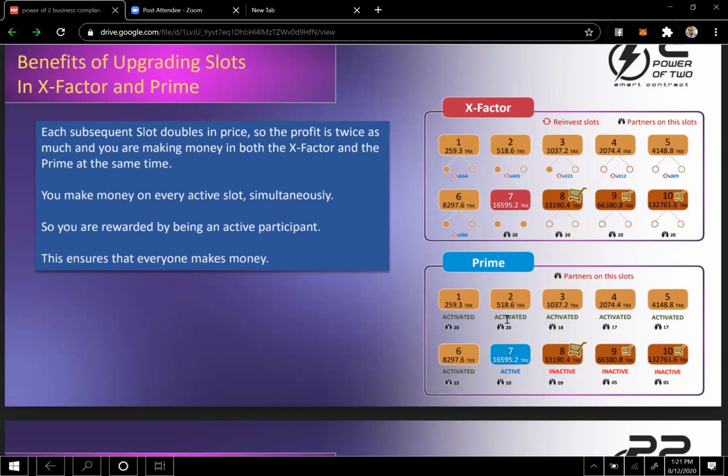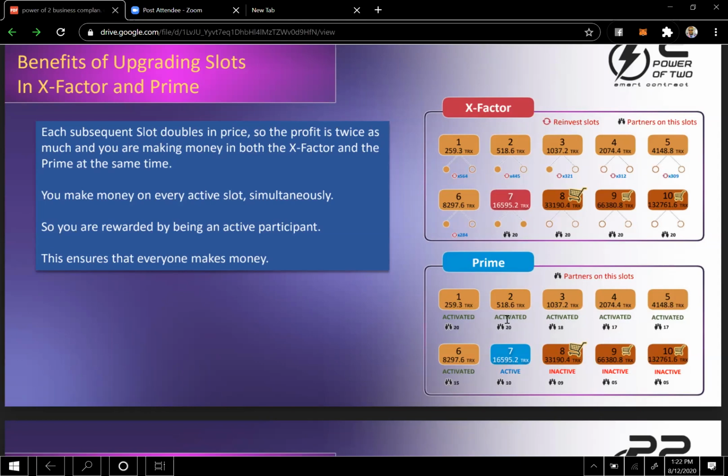Now, let's just say you didn't bring anybody into the business. You joined the power line. You got your two people from the system that you didn't bring on board. You're going to go ahead and activate your slot one in X Factor. You're going to make money in slot one over and over and over again.